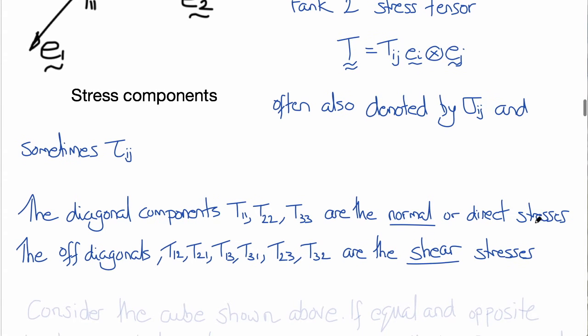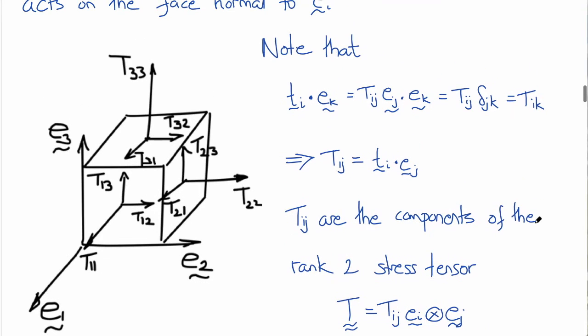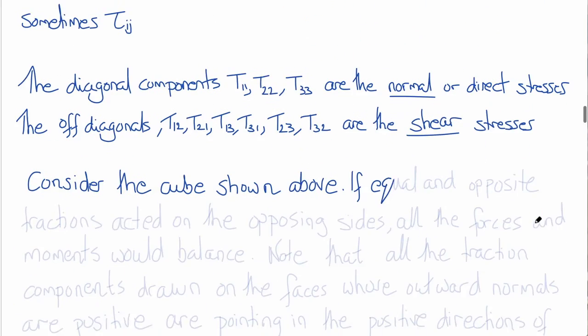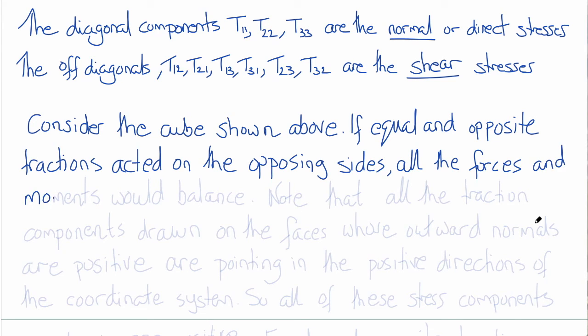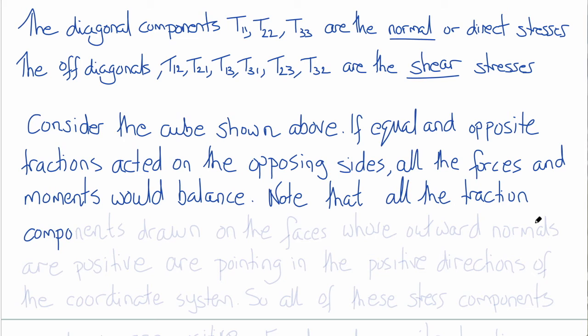Now let's think about our cube again. If there were equal and opposite components of traction applied to the opposite faces of this, then you can see that they would all balance, all the forces and moments would balance, and this cube would be in equilibrium. Now, all of those tractions would be pointing in the opposite direction if they were equal and opposite. And so all those positive tractions would be negative on the back sides of this cube. But all the faces that they're acting on would also be negative. So therefore, as drawn, all the stress components would again be positive if we had the same view on the back side of this cube.